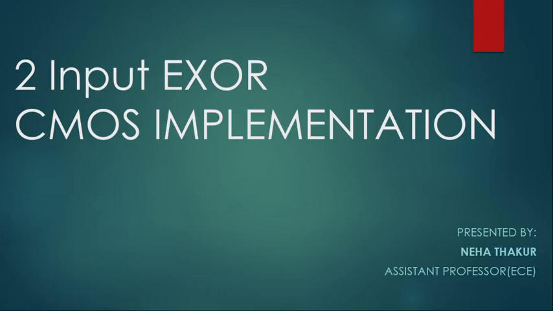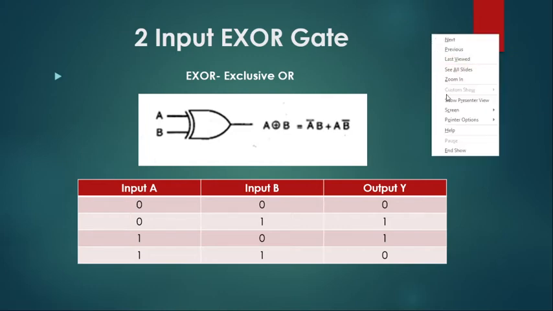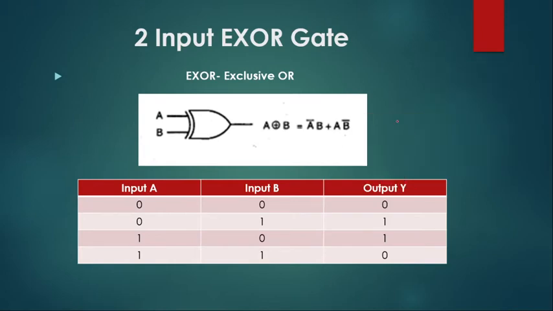Today I am going to explain the CMOS implementation of a two input XOR gate. So basically, what do you understand by XOR? XOR means exclusive OR. Why is that? This gate is named exclusive because it has some exclusive properties, unlike the NAND gate and NOR gate that we have done till now in my previous videos. If you have not seen them, please go to them and understand the concepts.